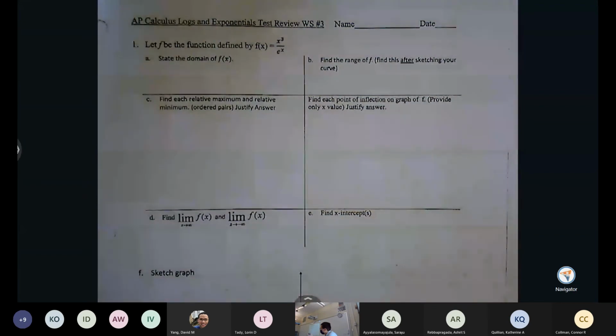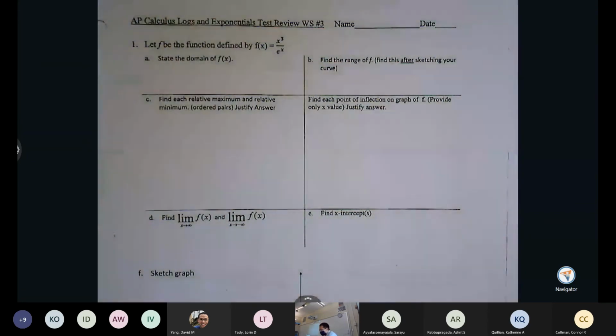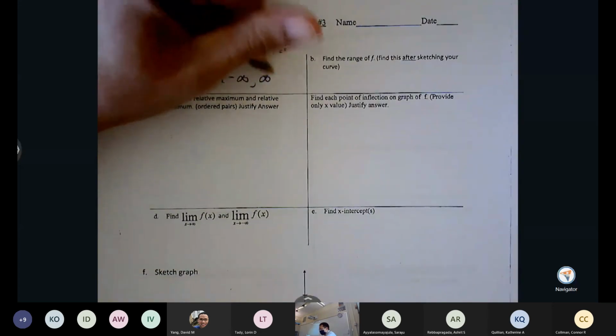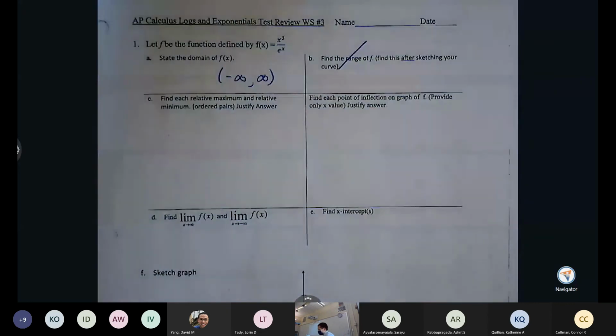So if you set e to the x equal to 0, you're going to see that e to the x is never equal to 0. And so we have no restrictions at all. There's no natural log. There's no restriction with negative numbers. There's nothing that makes the denominator 0. Our domain is all real numbers. We don't have to worry about range.